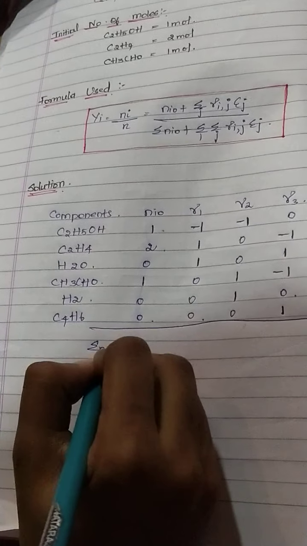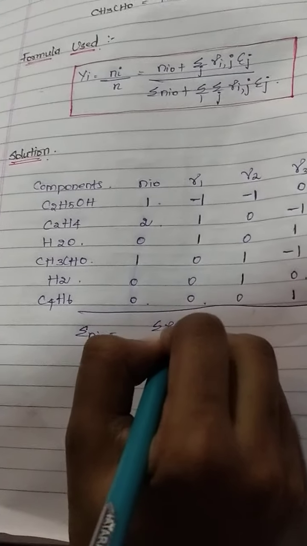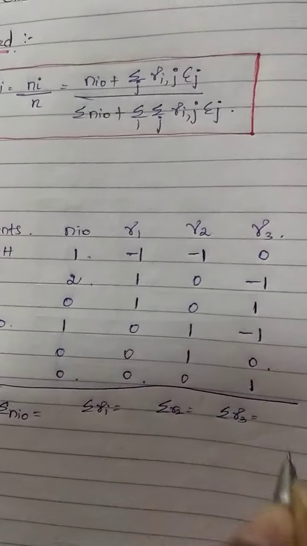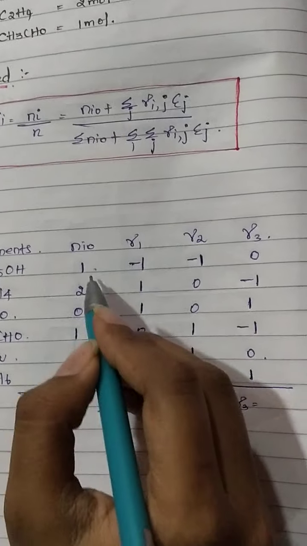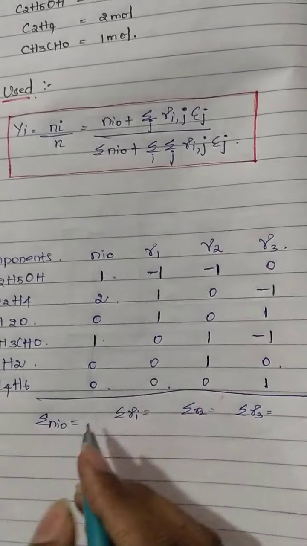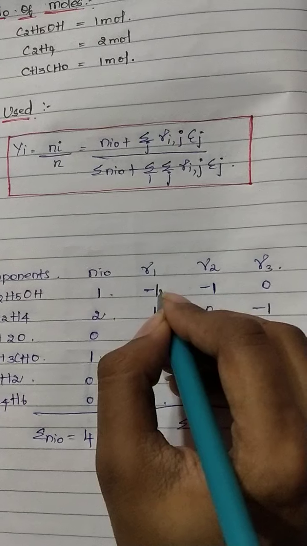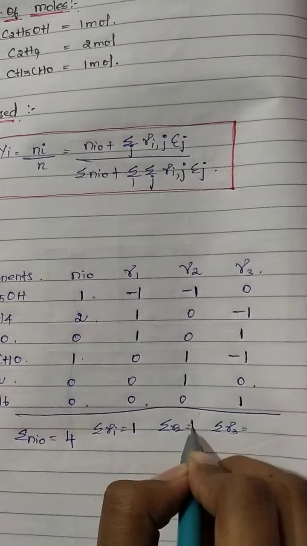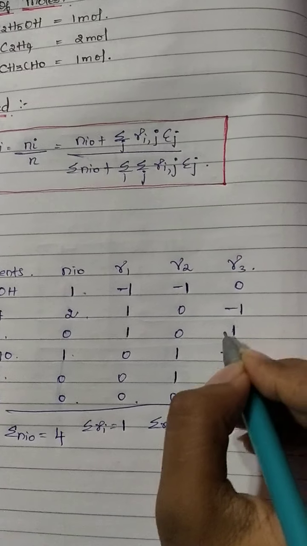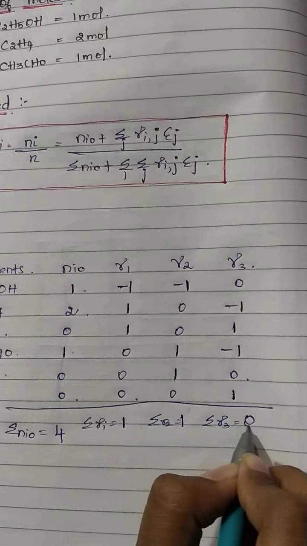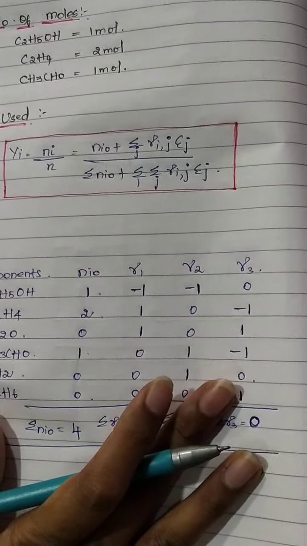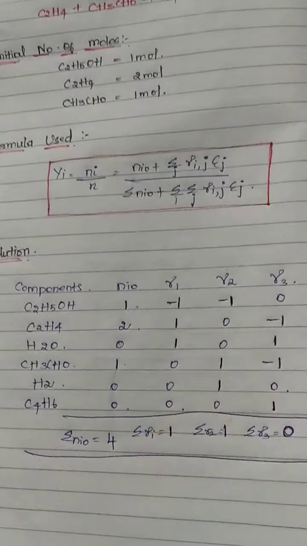So summation Ni naught, summation nu 1, summation nu 2, summation nu 3. So if I add this, 2 + 1 is 3, 3 + 1 is 4. Here -1 + 1 cancel, so 1. Here -1 + 1 cancel, so 1. Here it will be -1 -1 +1 +1, so 0. So this is the final table. Once you finish this table correctly, it will be very easy to write the mole fraction equations.